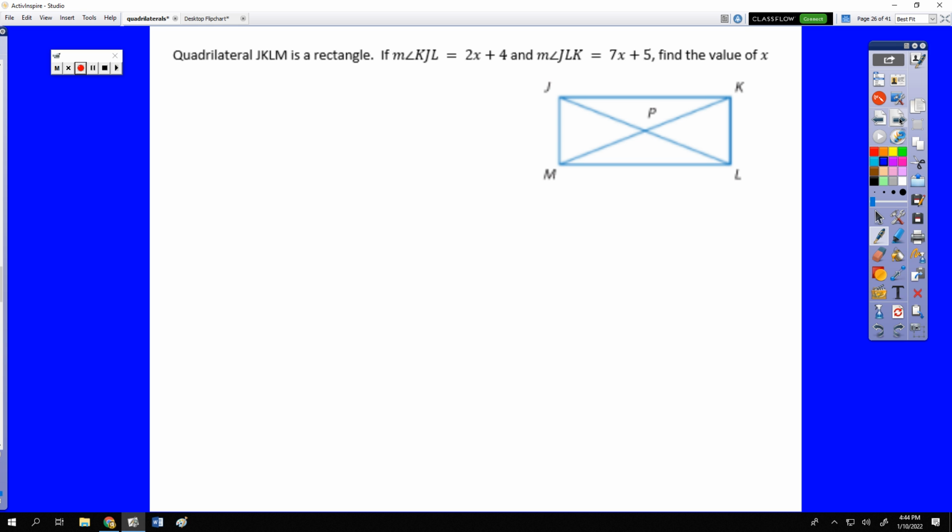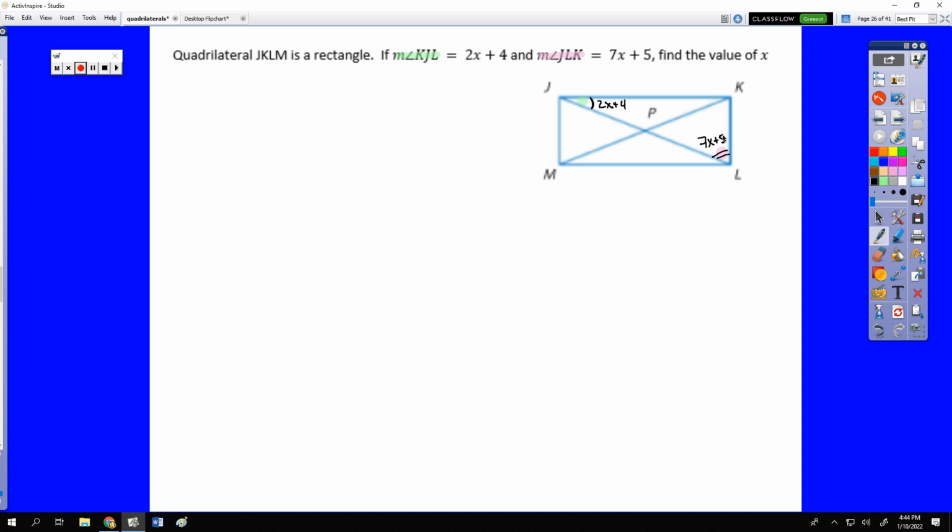If the measure of angle KJL is 2x plus 4, so let's mark that angle. KJL, that's this angle right here. So this angle right here is 2x plus 4 degrees. And the measure of angle JLK, that would be this angle right here, is 7x plus 5. It says find the value of x.